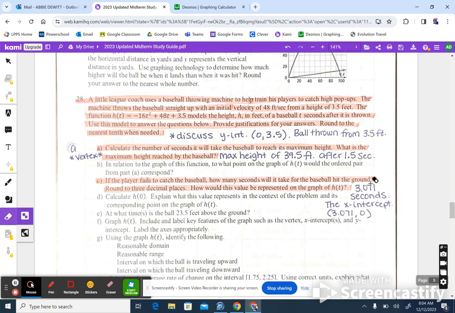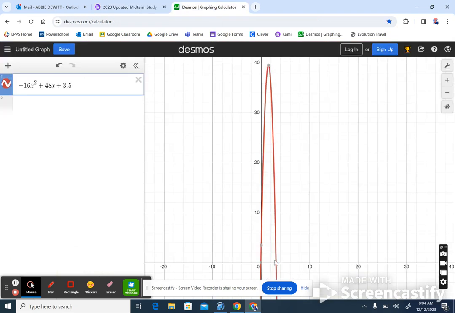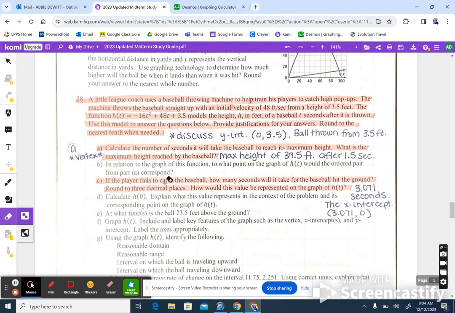Part C: if the player fails to catch the baseball, how many seconds will it take for the baseball to hit the ground? Round to the nearest decimal. So remember, x values represent the time, y values represent the height. So at 0 seconds, the ball is at 3.5, and then at 1.5 seconds, it's 39.5, and then it starts to fall, and this x-intercept is going to represent when it hits the ground. It's at 0 feet at 3.071 seconds. So this is answered as 3.071 seconds because the x-intercept is (3.071, 0). And it specifically told you to round to 3 decimal places.